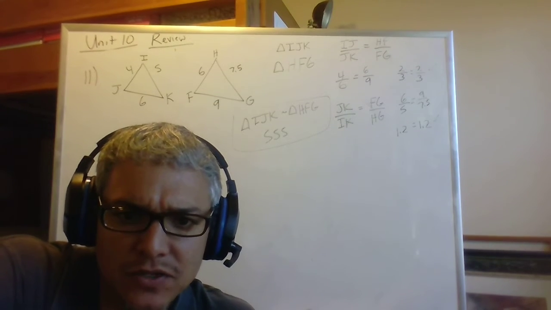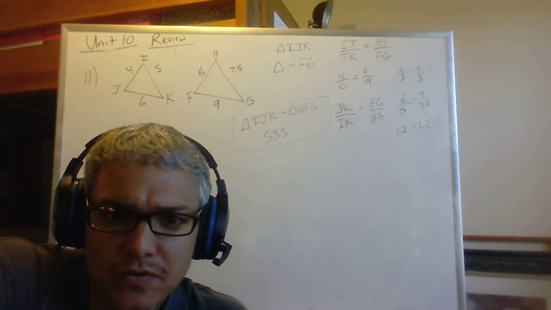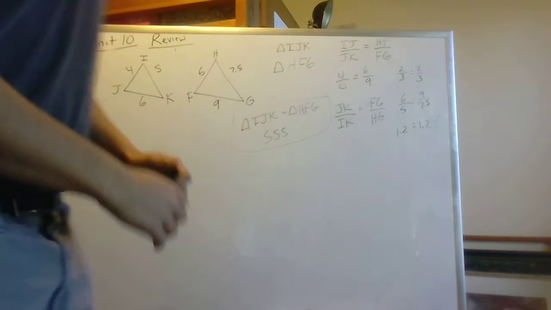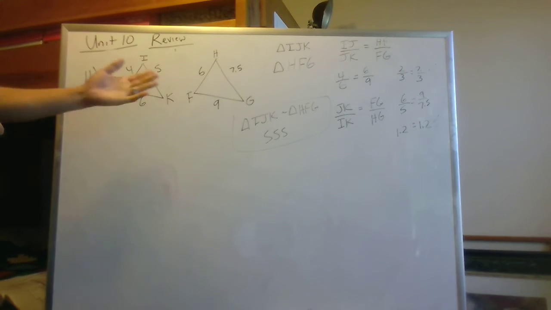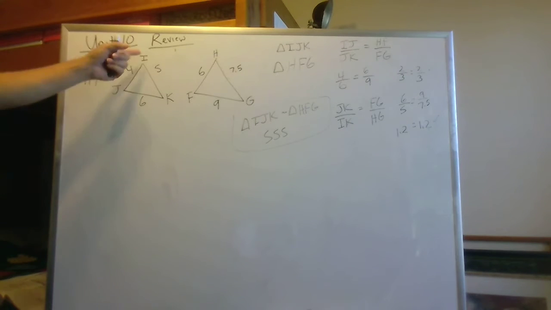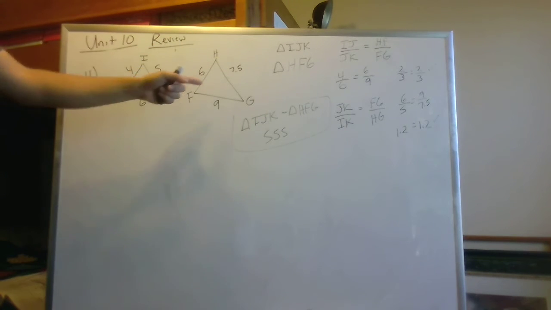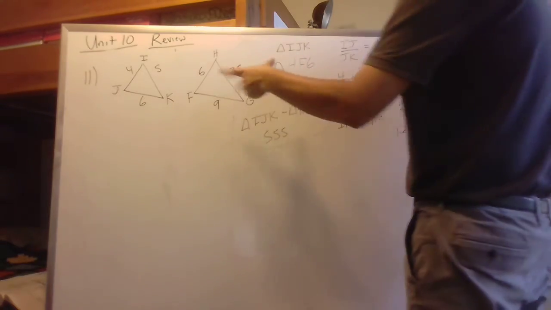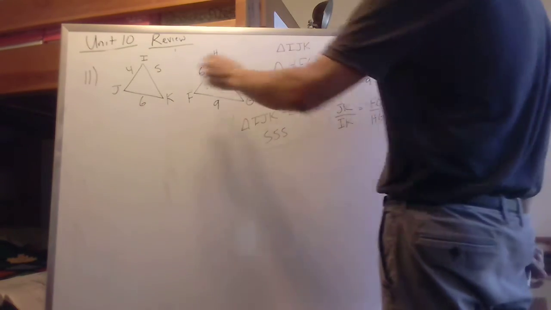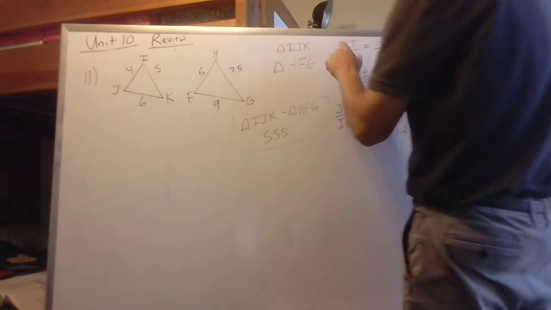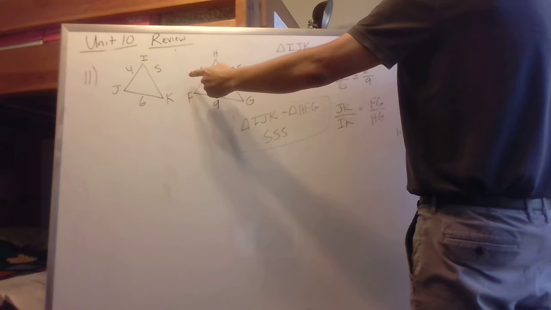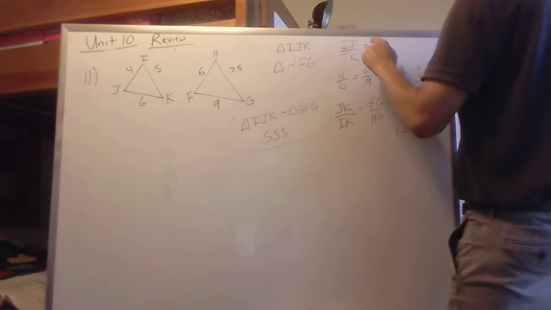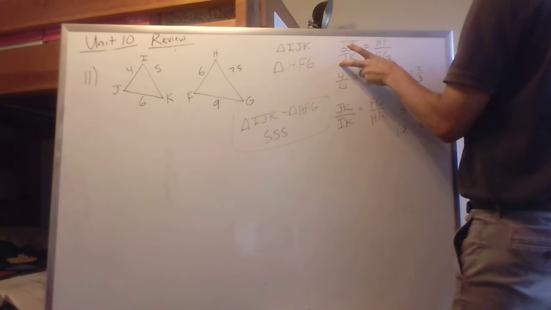Good morning again, class. We are going over Unit 10's review. We are on problem 11. Problem 11 is identical to what we just did, except we're looking to see if these two triangles, triangle IJK, is congruent to HFG. So what we want to do is look at the ratio of these two triangles to determine if they're similar. So I'm going to do side IJ over JK is equal to HF over FG to see if the ratios are the same.